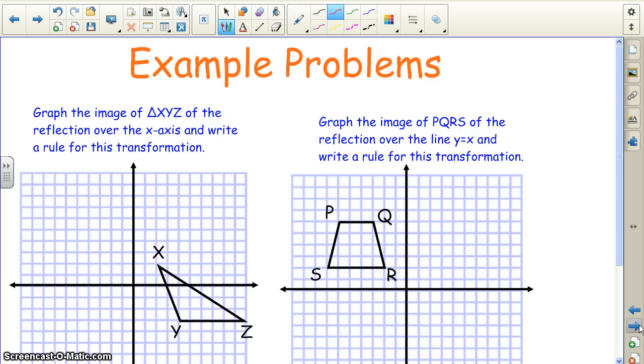Okay, now this would be a time to pause the video. Try to figure out what happens whenever you reflect it over the x-axis and you reflect it over the line y equals x. And then when you're done, unpause it.